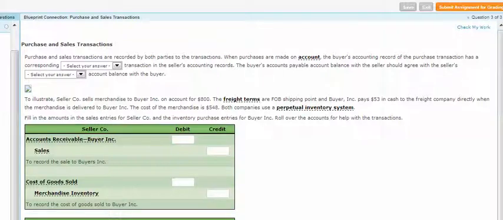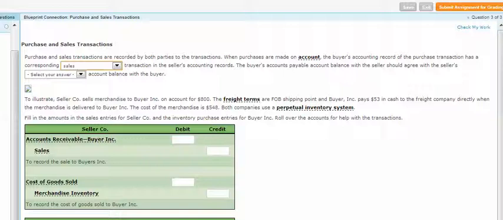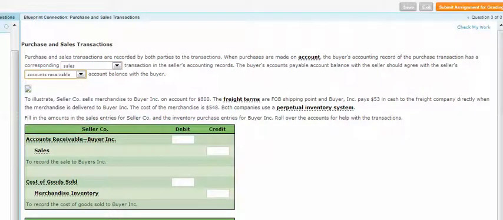Purchase and sales transactions are recorded by both parties to the transaction. When purchases are made on account, the buyer's accounting record for the purchase transaction has a corresponding sales transaction in the seller's record. The buyer's accounts payable account balance with the seller should agree with the seller's accounts receivable account with the buyer.